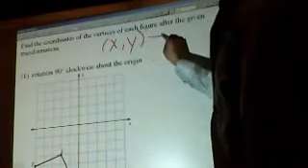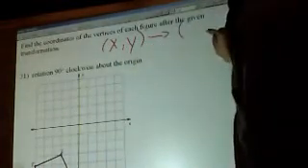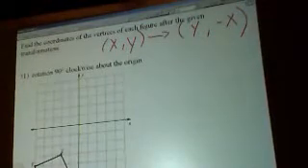Alright, now I'm going to show you the rule for 90 degrees clockwise, okay? 90 degrees clockwise means you turn x, y into y, negative x, okay? So this is the rule we're going to follow. So get the coordinates of your points.